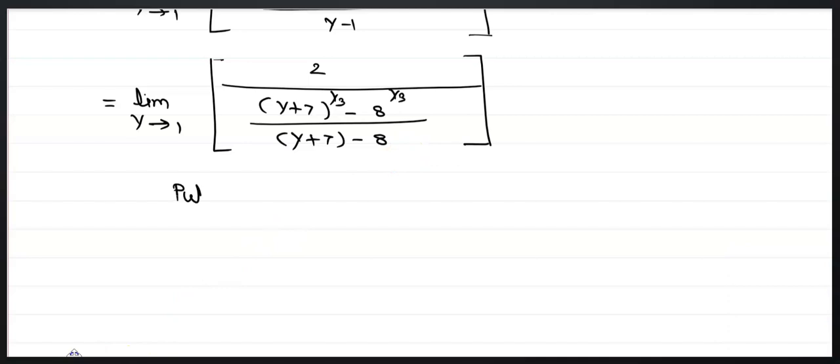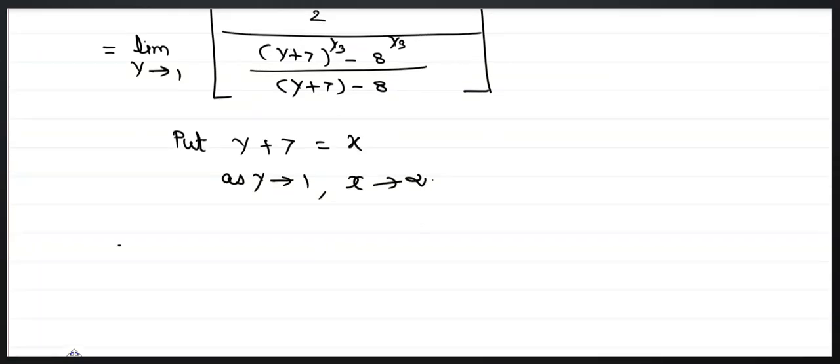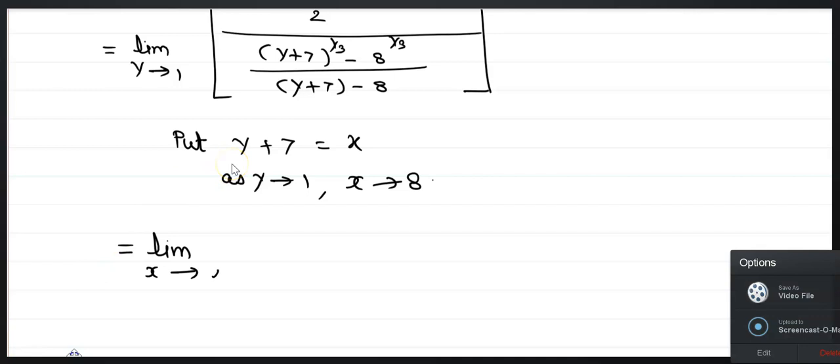Therefore here we'll put y plus 7 equals x. As y tends to 1, x tends to 8. This is important, that we are changing the variable. Variable is from y to x. Therefore put y plus 7 equals x. As y tends to 1, x tends to 8.